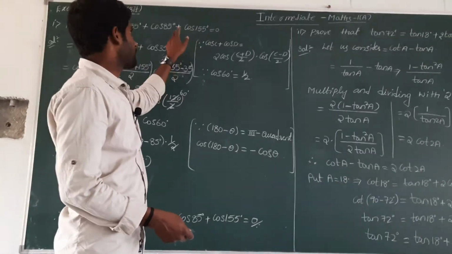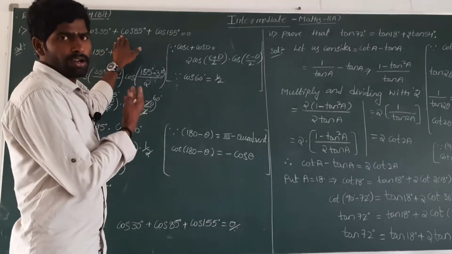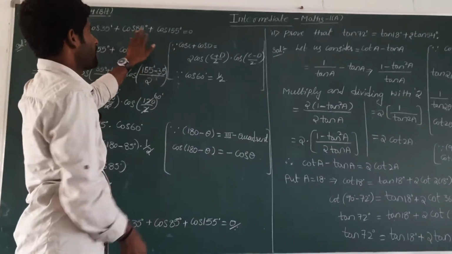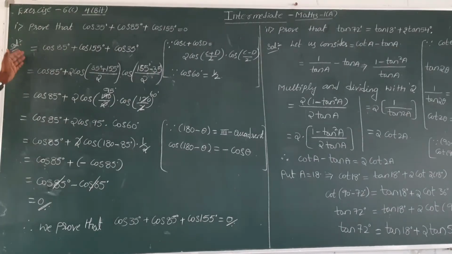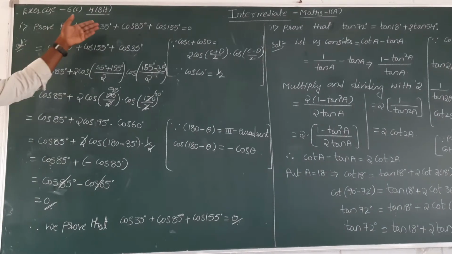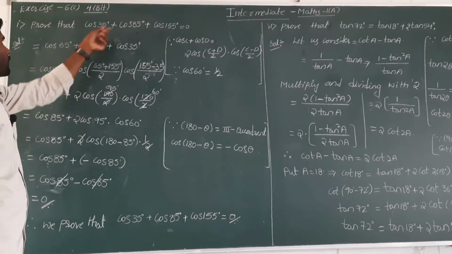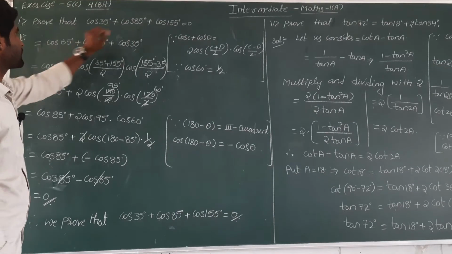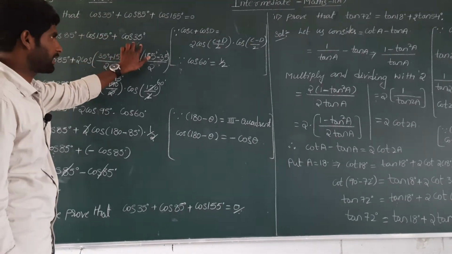Prove that cos 35 degrees plus cos 85 degrees plus cos 155 degrees is equal to 0. We have to prove this. Solution. I can write this expression like this: first I am writing cos 85 degrees, then cos 155 degrees, then cos 35 degrees.